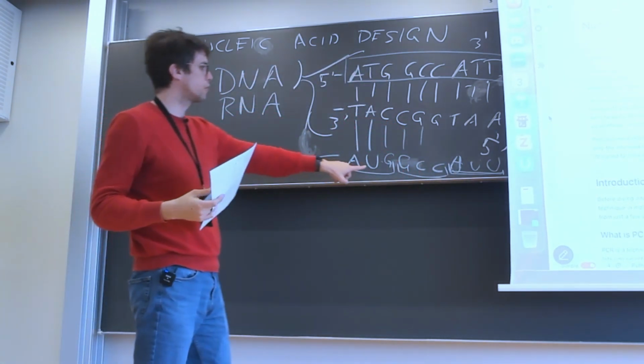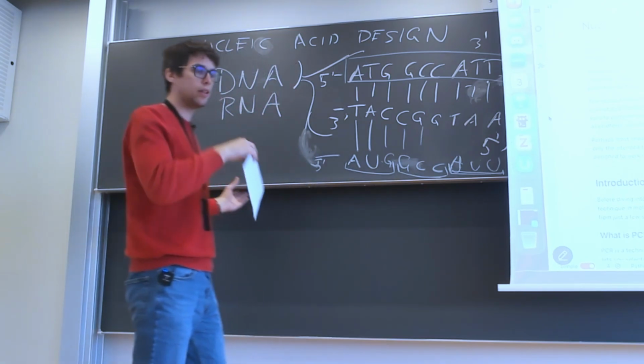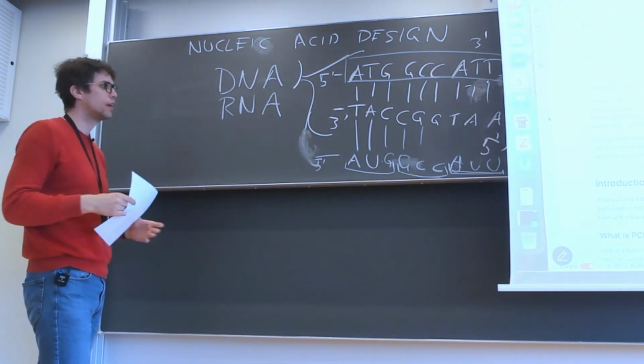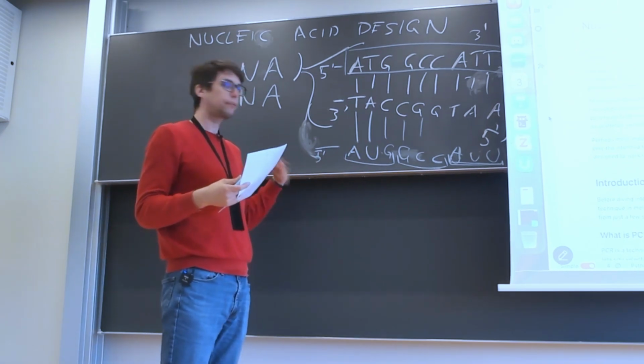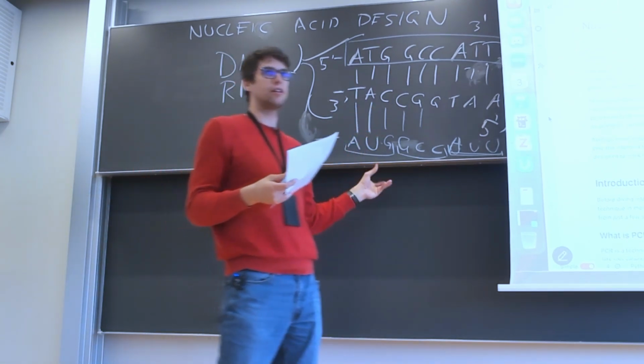So AUG is the first one, GCC is the next one, AUU is the one after that. And there is just a lookup table. So AUG is always the same amino acid. GCC is always the same amino acid.